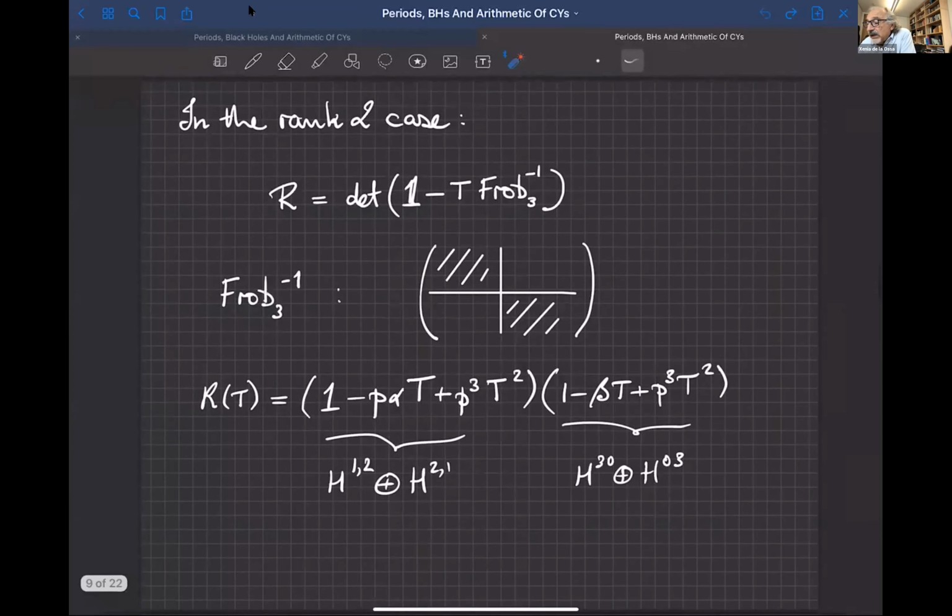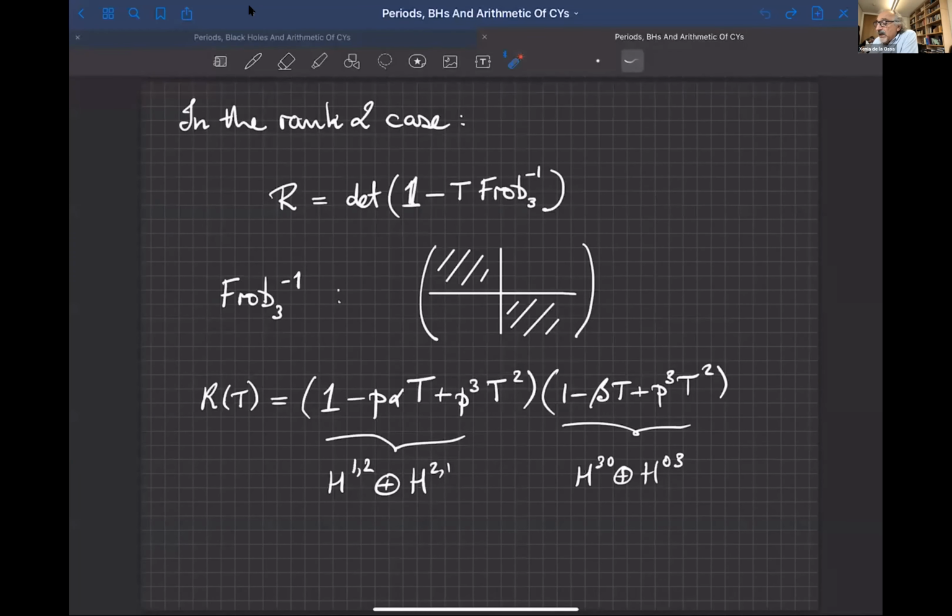And Xenia already told you about the Frobenius polynomial R. So there's an R which is related to the third cohomology, which is what we're talking about. And this is the determinant of 1 minus t times the inverse of the Frobenius. And the Frobenius acts on the third cohomology. So you can think of this Frobenius matrix as a 4 by 4 matrix, and so R is the determinant of the 4 by 4 matrix.